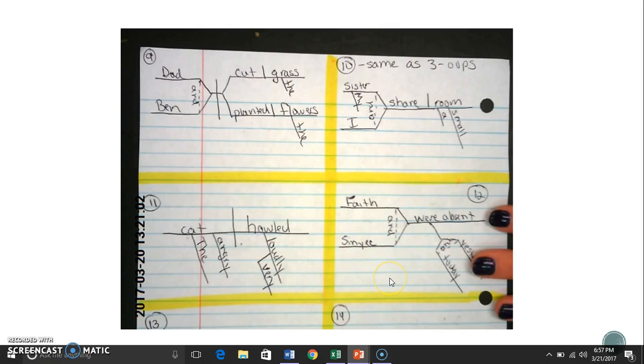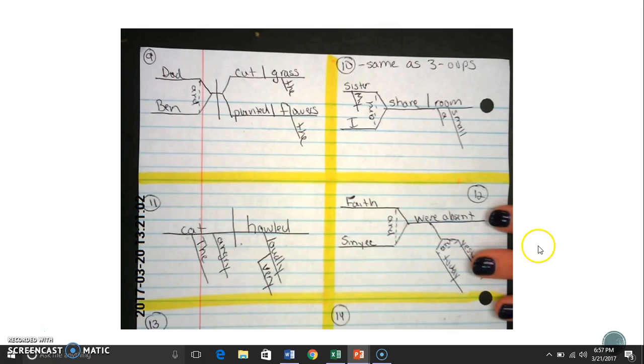Then we've got Faith and Cindy were absent yesterday and today. So my subject is Faith and Cindy. I've got my coordinating conjunction. I forgot my line again. Wow, you guys could really ding me on this. I'm so sorry. I must have been thinking robotics. Were absent is my verb phrase. And the modifiers are yesterday and today because it tells me when they were absent.